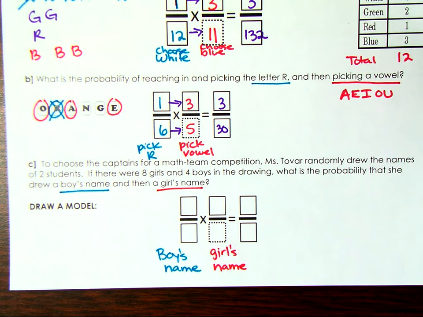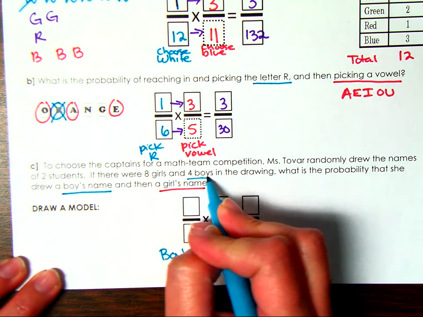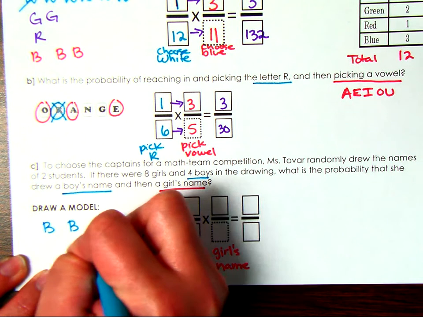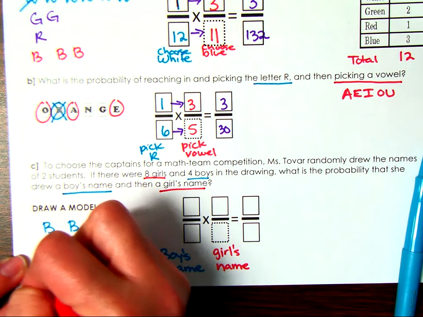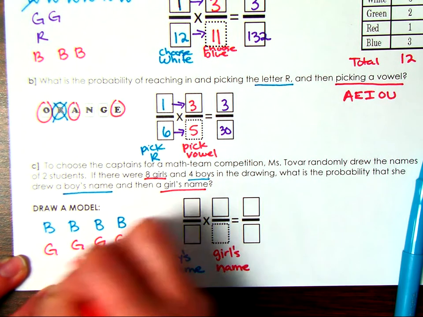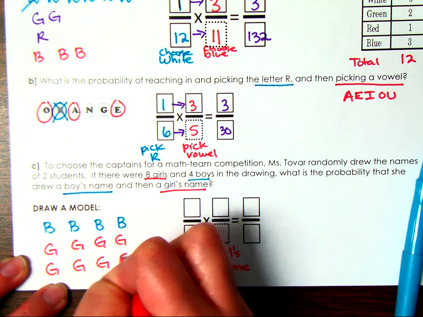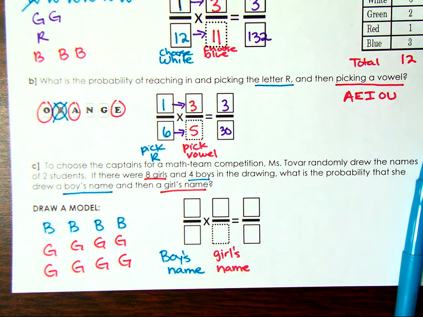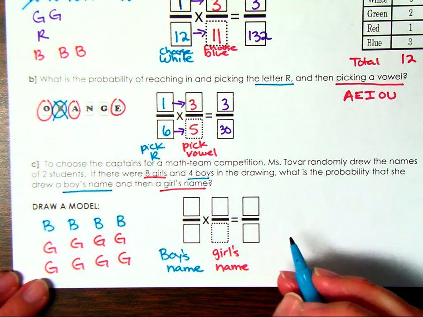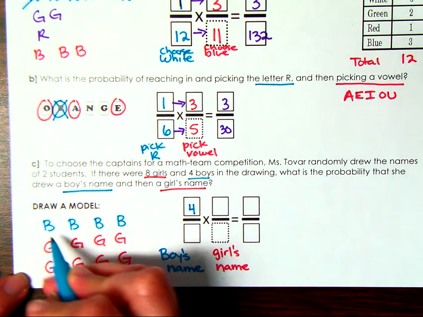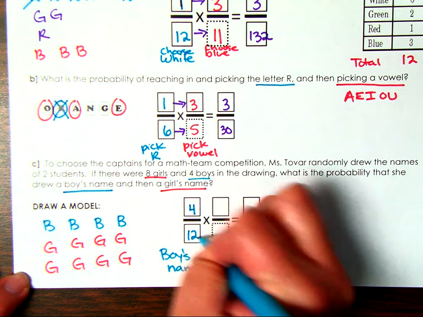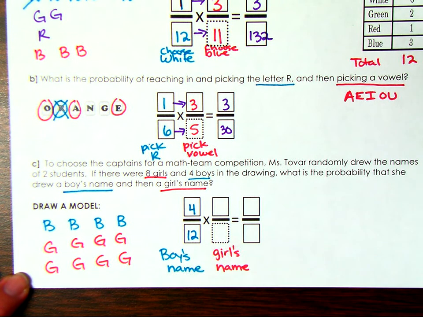Okay? So again, draw yourself a model so you can really help see what's happening. If there are 8, how many boys? There's 4 boys. So 1, 2, 3, 4. Just write the letter B for boys. And there's 8 girls. 1, 2, 3, 4, 5, 6, 7, 8. Then we're going to say the boy's name. Well, there's 1, 2, 3, 4 boys' names out of, well, 8 plus 4 is 12. And you can see 12 letters there. 3, 6, 9, 12.